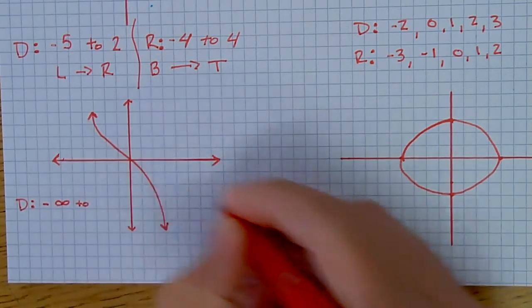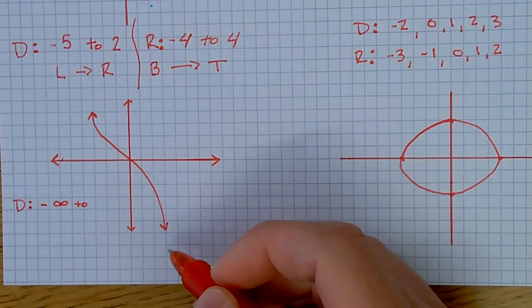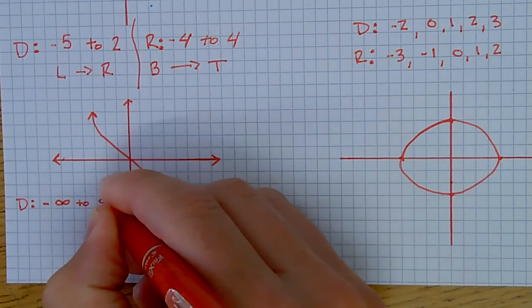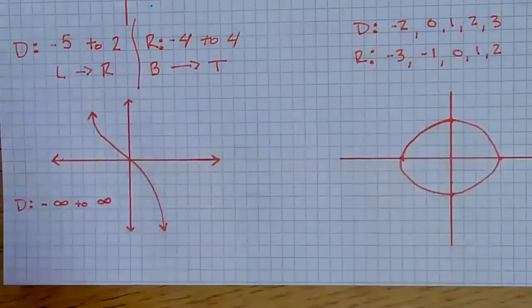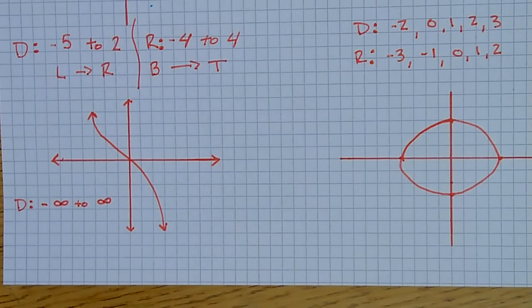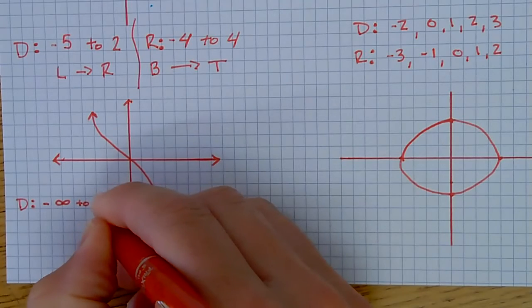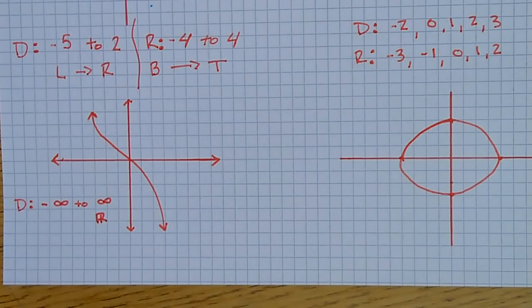And it also goes to the right forever and ever. Even though it's going down at a faster rate, it still continues going to the right. So my domain is from negative infinity to positive infinity. That's a scenario where we could also use the all real number symbol, because all real numbers can be included in our domain.